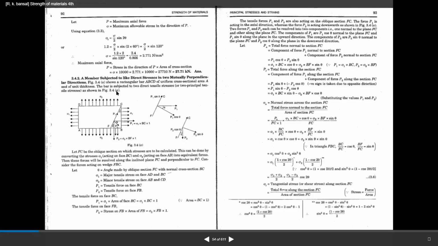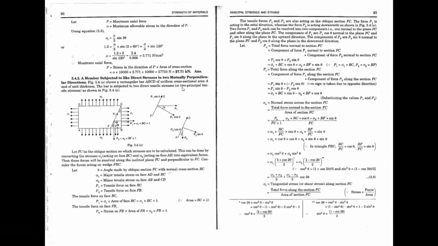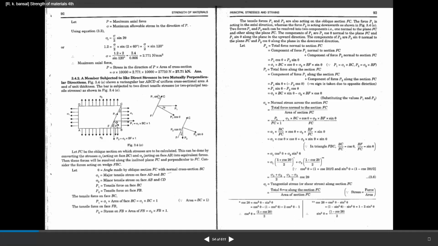See this diagram: a member subjected to like direct stresses in two mutually perpendicular directions, as shown in the figure. A rectangular bar ABCD of uniform cross-sectional area A and of unit thickness is subjected to two principal tensile stresses as shown in the figure. The tensile forces act in two mutually perpendicular directions on the four sides.